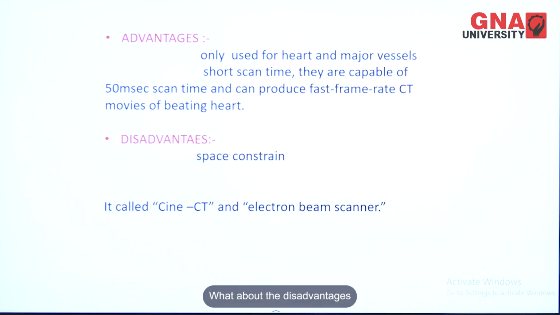What about the disadvantage of the 5th generation? We had space constraints. Means the 5th generation CT was only able to image a little portion of the anatomy. That little portion was only heart. So if any anatomical region was larger than that, it was not imaged using 5th generation CT.